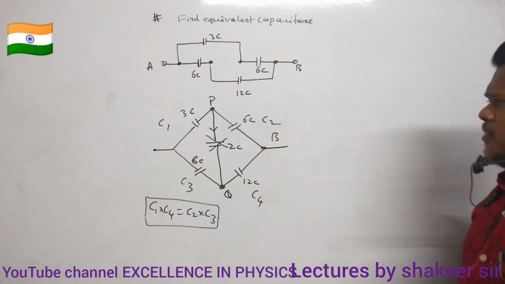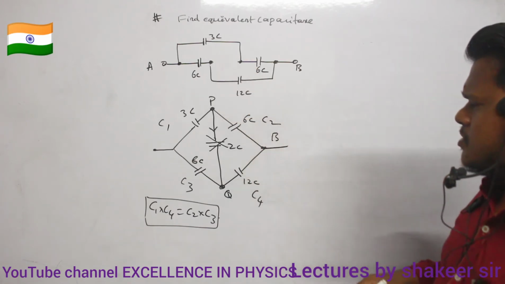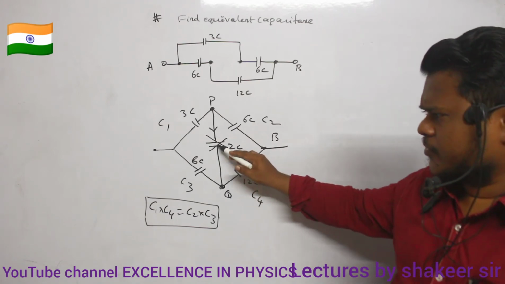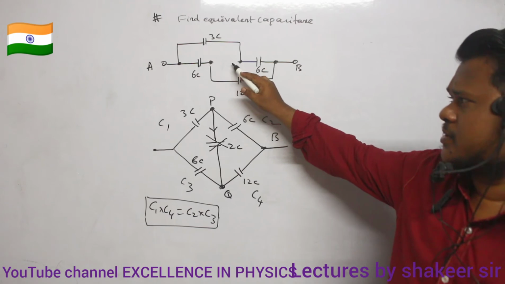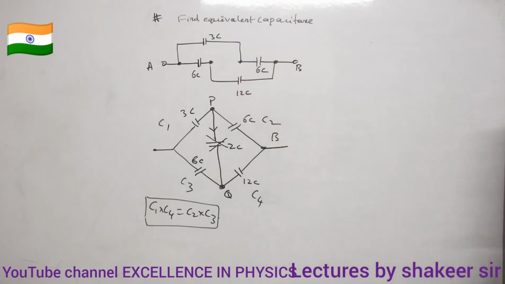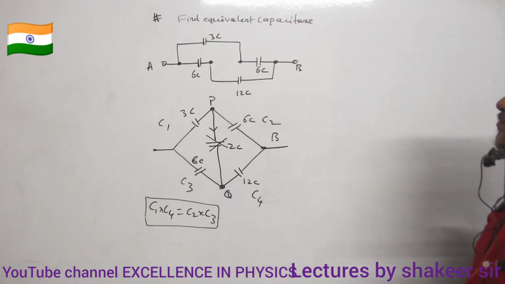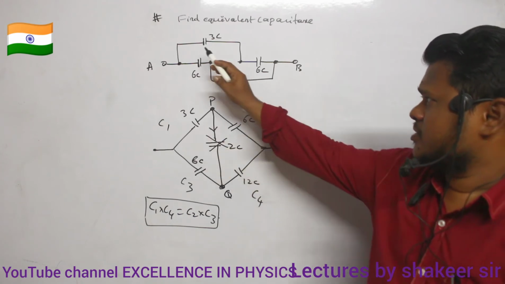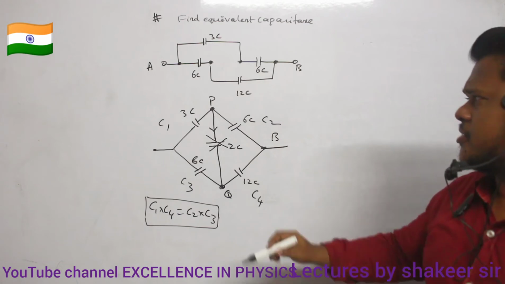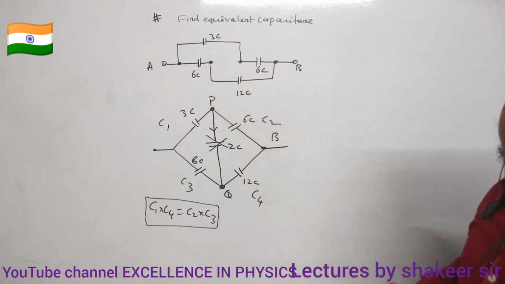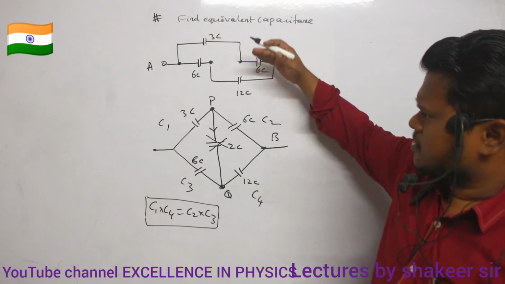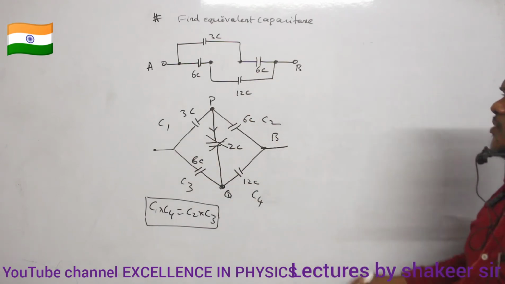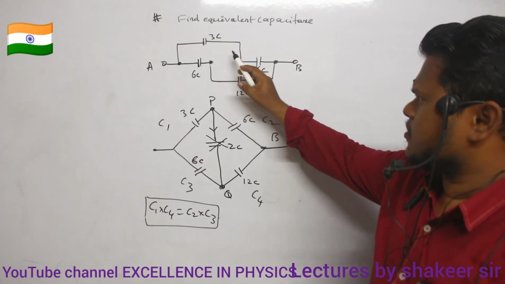Okay. So if I remove this 2C capacitor, now which capacitors are in series and which capacitors are in parallel? Can you say? I'm just removing this 2C capacitor which was previously present here. Now, which capacitors are in series, which are in parallel? Come on. 3C and 6C are in series connection. 6C and 12C are in series connection. And this total branch and this total branch are connected in parallel. That's all.